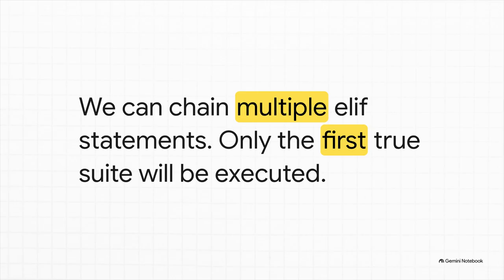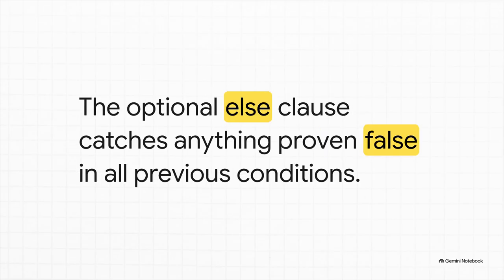But remember, the absolutely crucial rule here is that only one of these suites will actually be executed, specifically the very first one that evaluates to true. Once Python finds its solid evidence, it's done. It stops checking the rest. Finally, we can wrap up the entire path with an optional else clause. You can really just think of else as your safety net. It safely catches absolutely anything that was proven false in all those previous conditions. Notice there's no condition needed for else. It's simply the final reasoning if all the other claims lacked evidence.